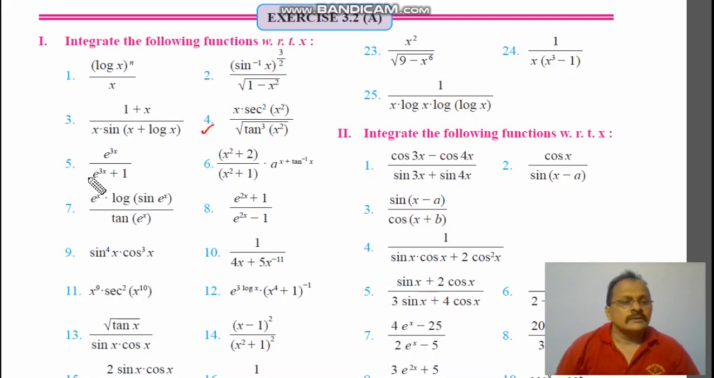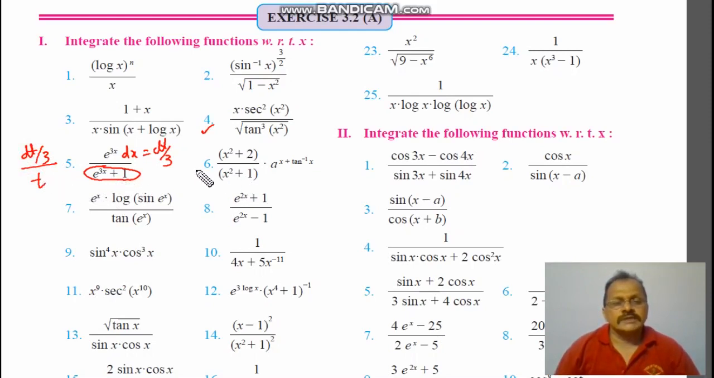Fifth one, e raised to 3x plus 1 and numerator is e raised to 3x. The derivative of e raised to 3x is 3 times e raised to 3x. So put this denominator is equal to t. So you will get e raised to 3x times dx is equal to dt by 3, and the problem will reduce to dt by 3 upon t. Its integration can be found out.